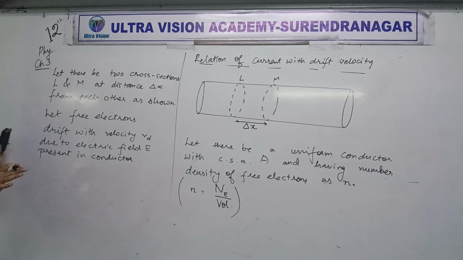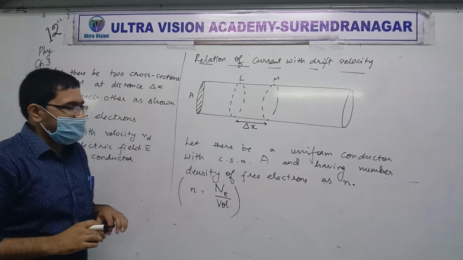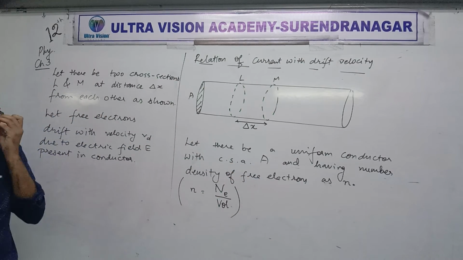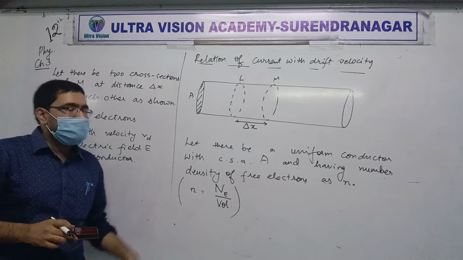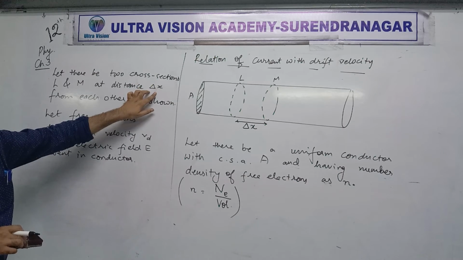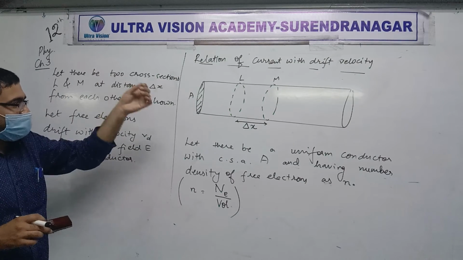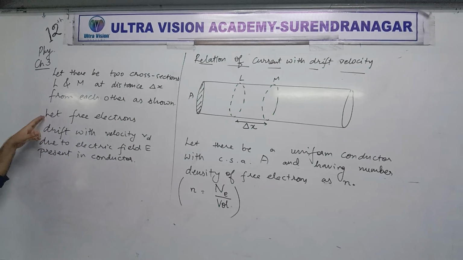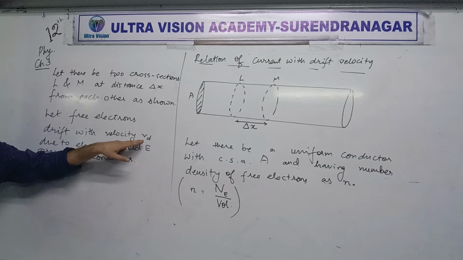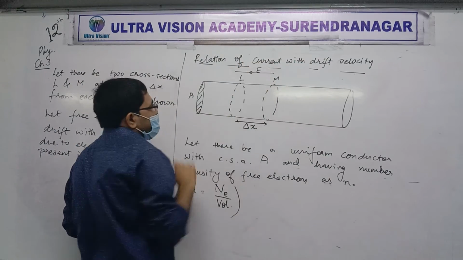Have you understood what we have written so far? This cross-sectional area is A. The number density of free electrons is small n, that is, in a unit volume, the number of free electrons will be n. The next thing is delta x, the distance between two particular cross sections. They could be anywhere, but generally we take the distance small. Suppose the electrons have drift velocity Vd. For simplicity, let's say the electric field is this side.